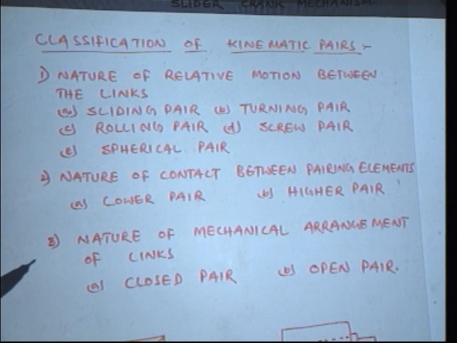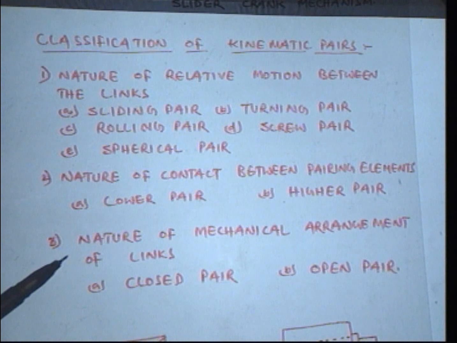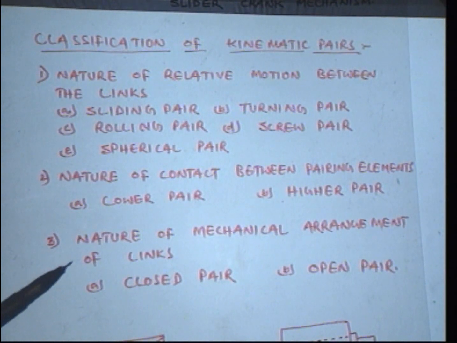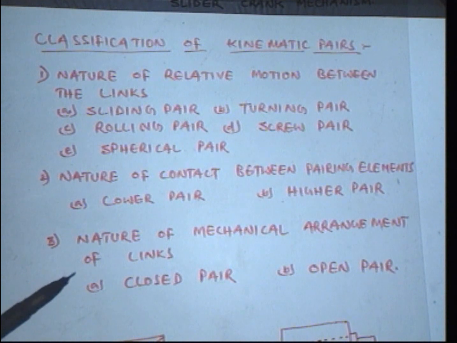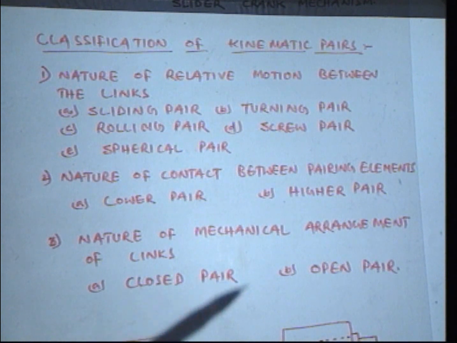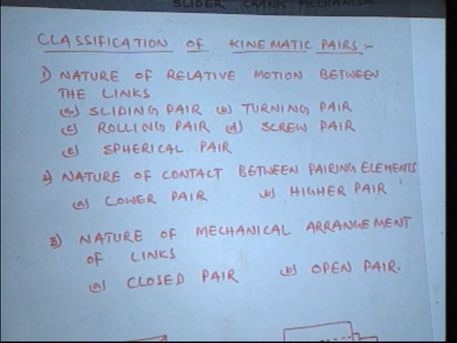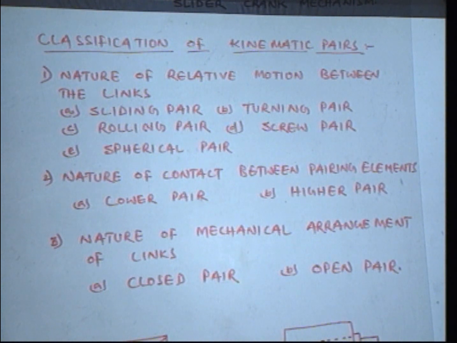We now discuss the third classification of kinematic pairs. It is based on the nature of mechanical arrangement of links. In this classification, we have a closed pair and an open pair. We now discuss the closed pair. Closed pairs are those in which links of a kinematic pair are held together mechanically so as to have constrained motion.